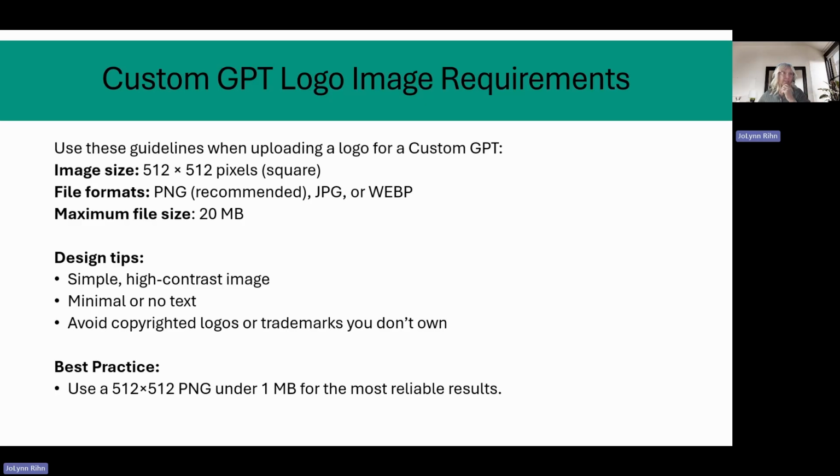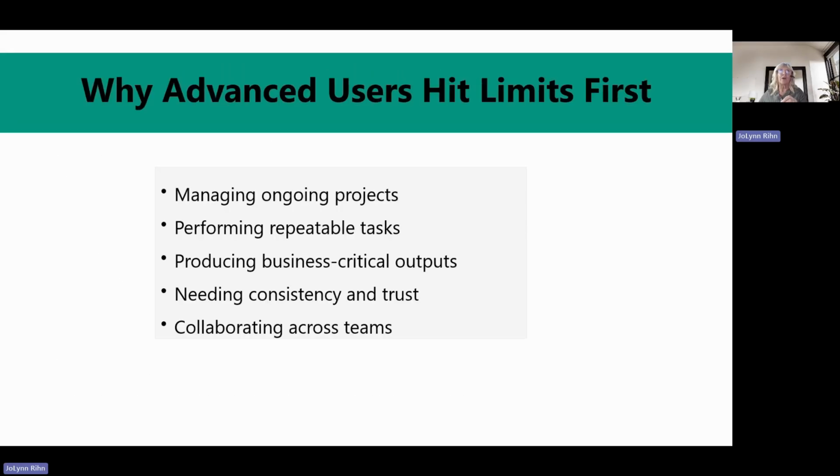But if you're going to add in a picture, here are the guidelines. Now, of course, you can always ask ChatGPT for these, but use these guidelines when you upload an image, based on this size and these file formats. Maximum size is 20 meg. Design tips, it's got the best practices. Use 512 by 512 PNG. The PNG under 1 meg is going to be the most reliable. So think of the icon, the ICO type file, that's the best to use, just so you're aware.